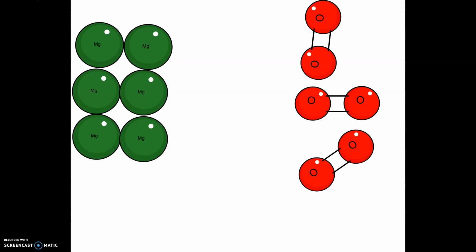All right, so here off to the side I got some magnesium atoms, and then I have some diatomic elements of oxygen. So we can light this on fire. So if we were to light magnesium on fire, we're going to get some new bonding.